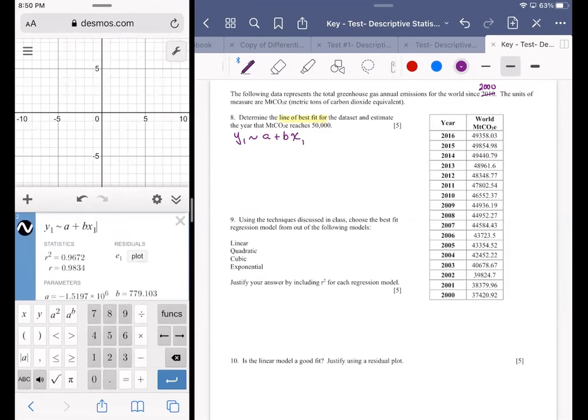So that's the model. And what we need to do is estimate the year that the metric tons of carbon dioxide equivalent gets to 50,000, or would be 50,000 based off of this model.